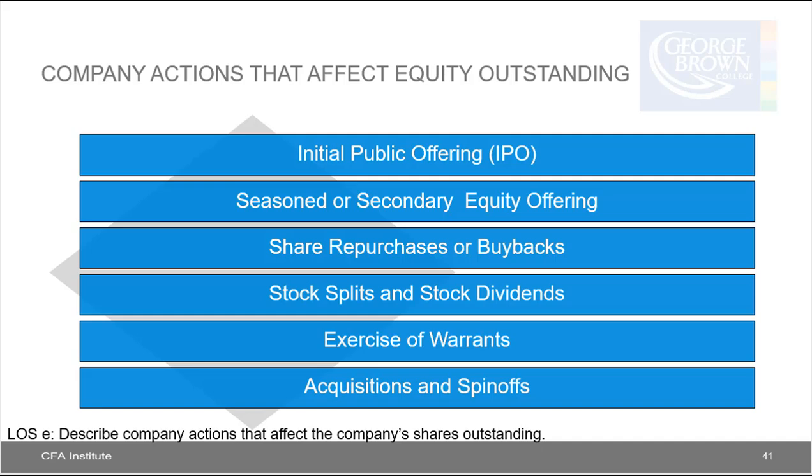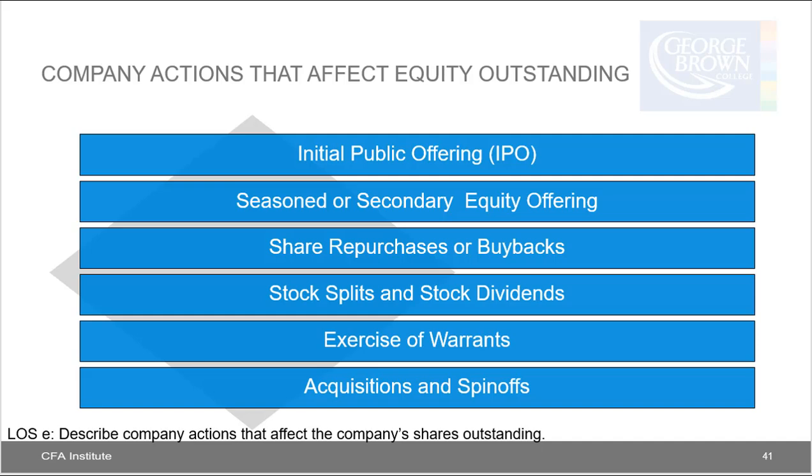We can look at many different examples of IPOs if we want to in many different countries. Okay, selling shares to the public in an offering subsequent to the IPO is referred to as a seasoned equity offering or a secondary equity offering. Buying back existing shares from shareholders is referred to as a share repurchase or a share buyback, and we can see examples of that in various markets around the world as well.